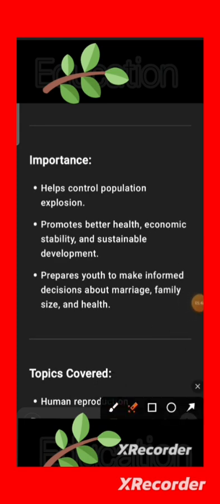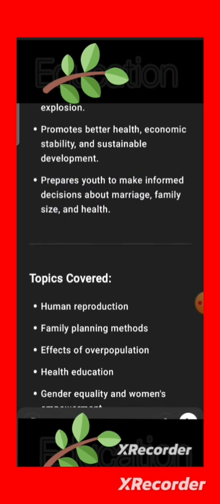Importance in India. India's population growth rate stresses resources like food, water, housing, healthcare and jobs. A large unplanned population increases poverty and unemployment. Proper population education can lead to informed decisions about marriage, family size and career planning. It helps control population explosion, promote better health, economic stability and sustainable development. It prepares youth to make informed decisions about marriage, family size and health.